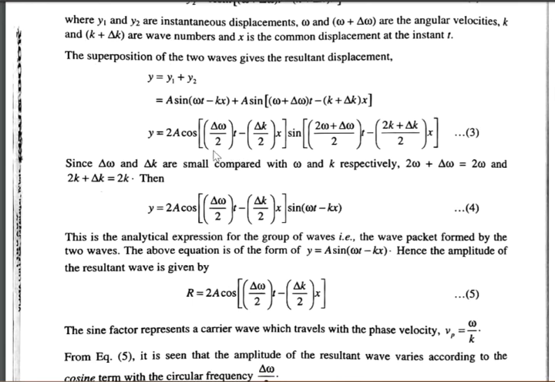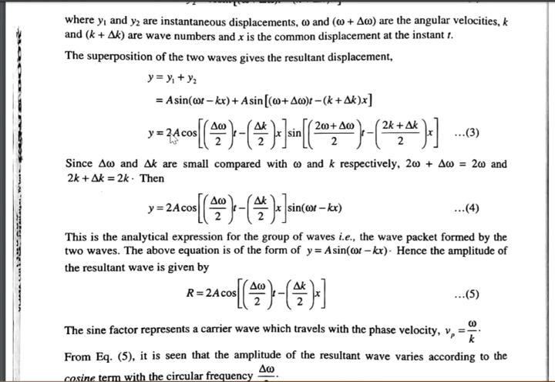Sin c plus sin d, this is the resultant. You try to simplify this. Sin c plus sin d is 2 cos((c minus d) by 2) into sin((c plus d) by 2). After expansion, you will get this. y is equal to 2a cos((delta omega by 2) into t minus (delta k by 2) into x) into sin(((2 omega plus delta omega) by 2) into t minus ((2k plus delta k) by 2) into x).